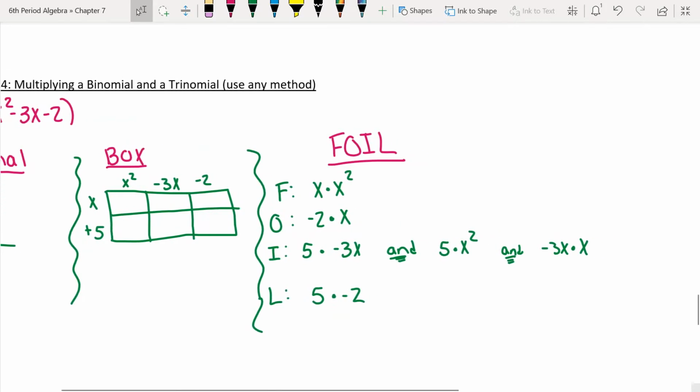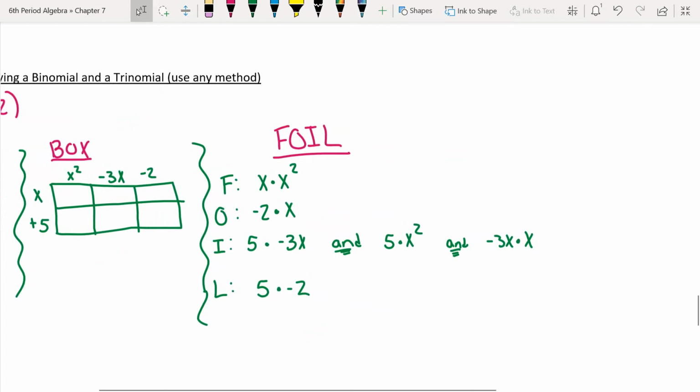The FOIL method, I feel like it just gets a little more complicated because you have multiple inner terms. So that's kind of how I set it up for you. So your first terms was your x times your x squared. Think about rules of exponents here, guys. Your outer term, you don't have a lot of outer terms, so you only have x times -2, and I rewrote it to make it look nice, to be -2 times x.